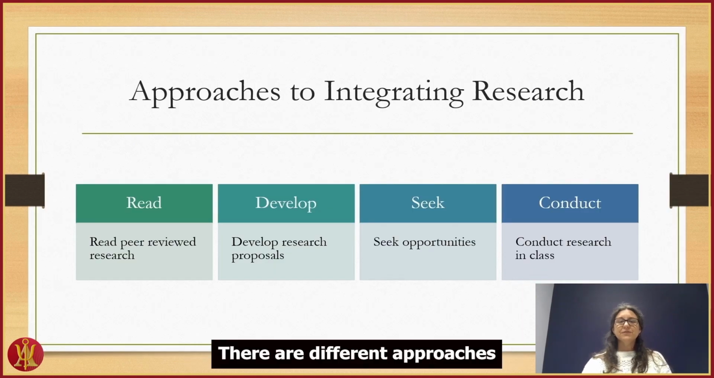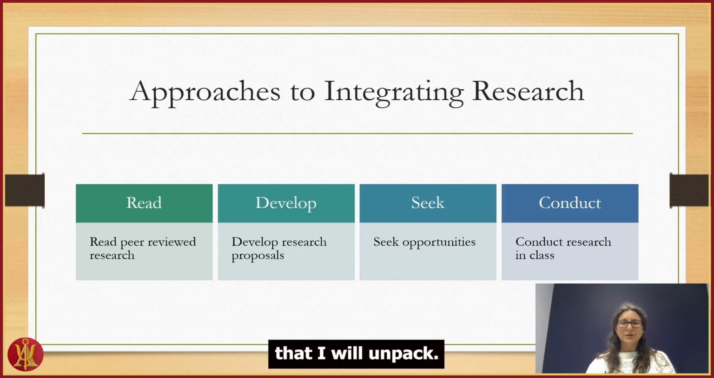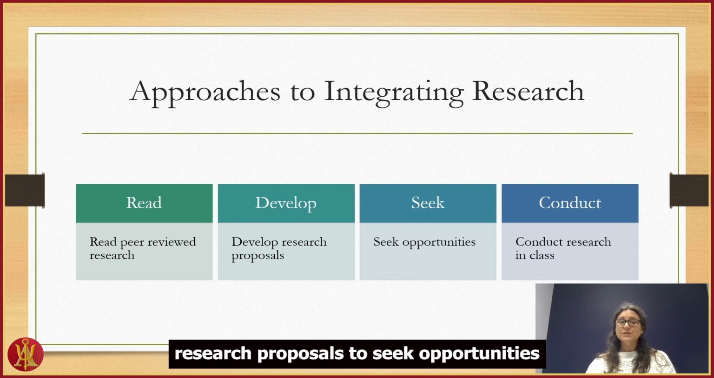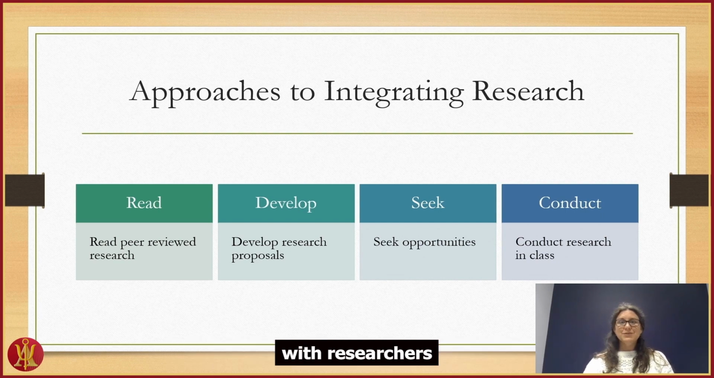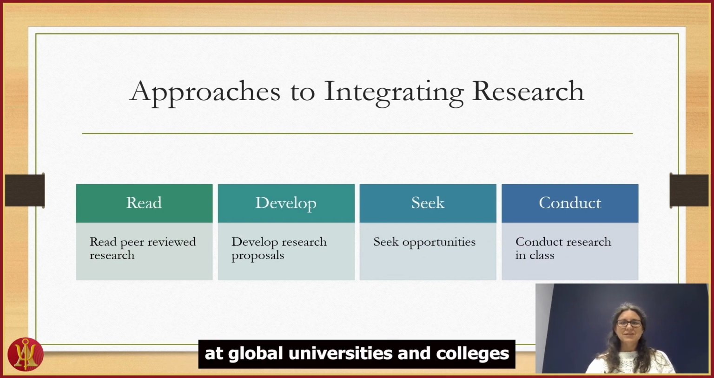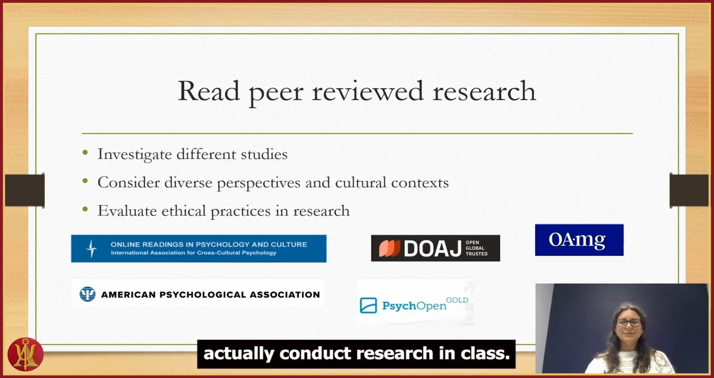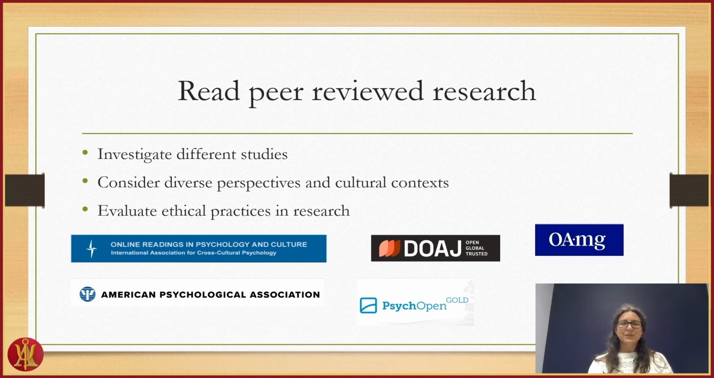So there'll be 4 different approaches to integrating research that I will unpack. The first one is to read peer-reviewed research. The second is to develop research proposals, to seek opportunities with researchers at local universities and colleges, and to actually conduct research in class. So the first step is to read peer-reviewed research to have a better understanding of the research methods employed by psychology researchers.